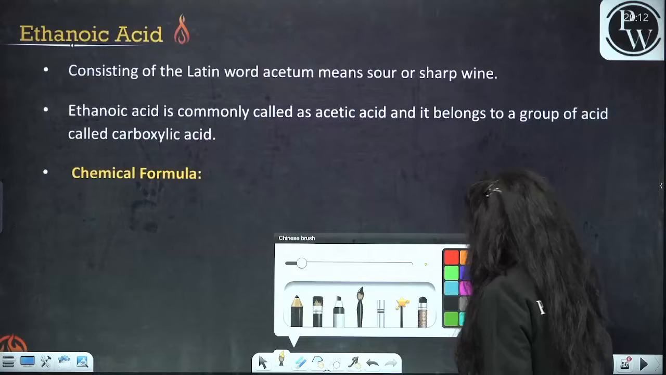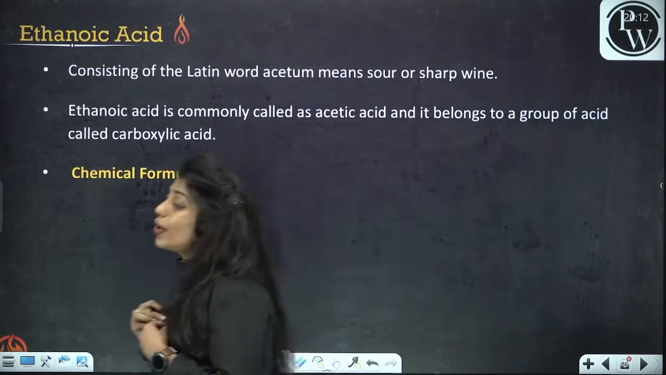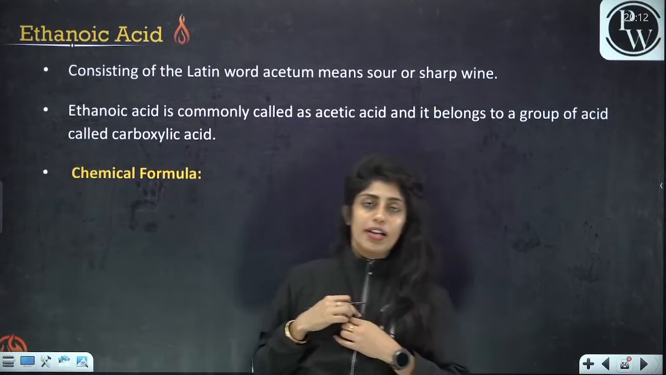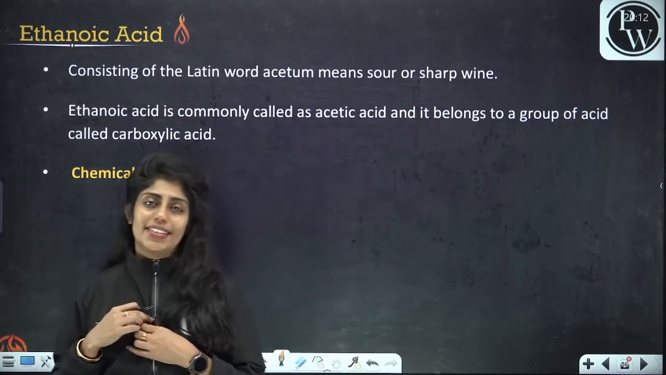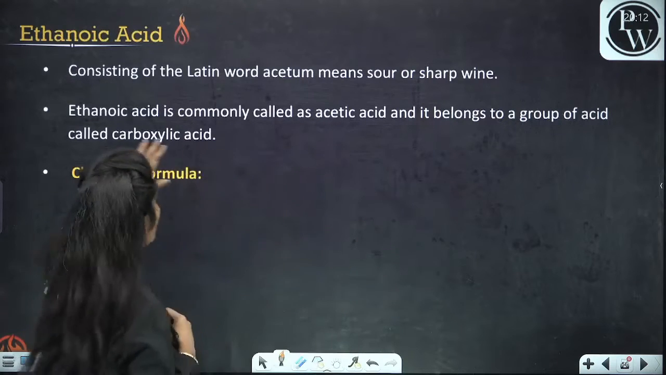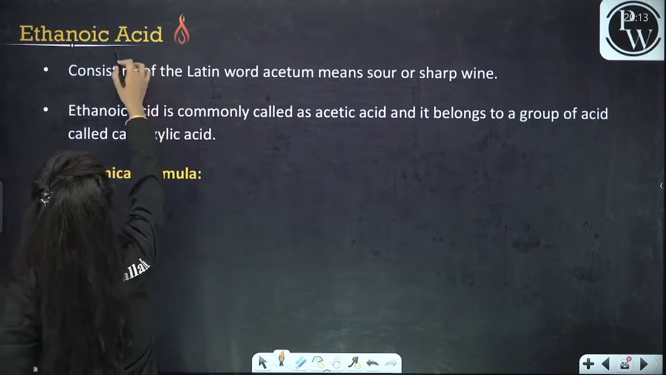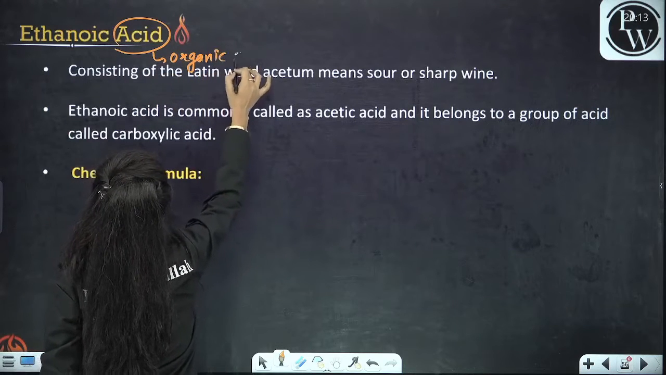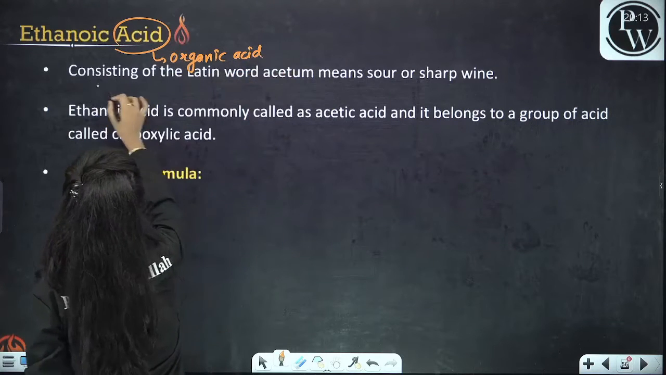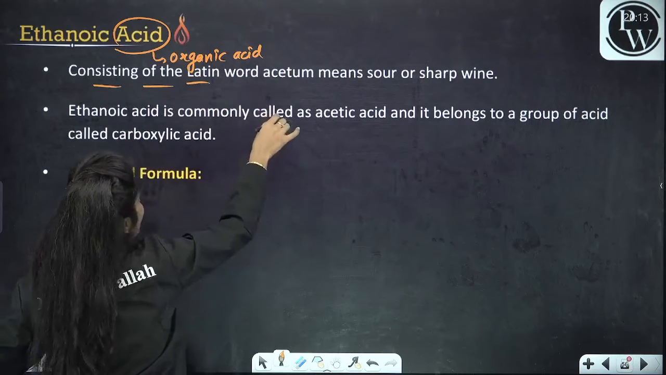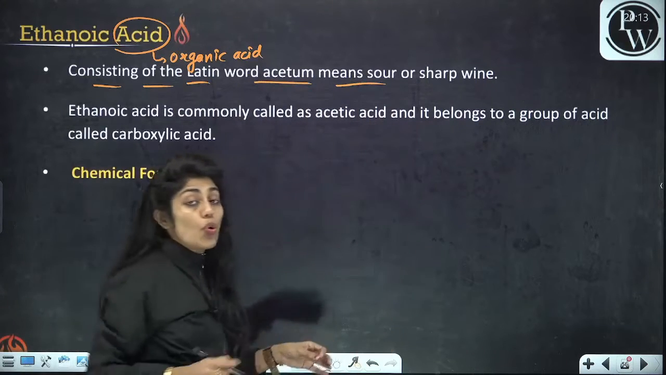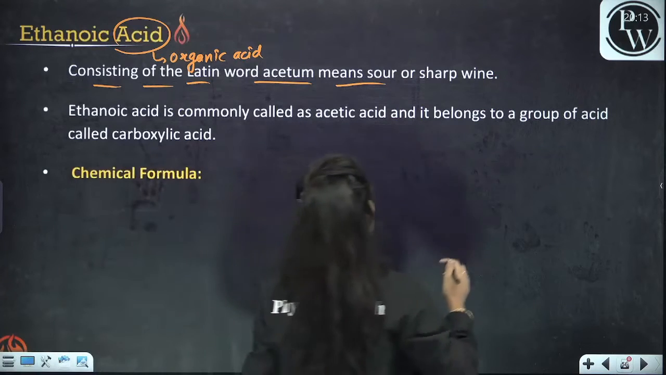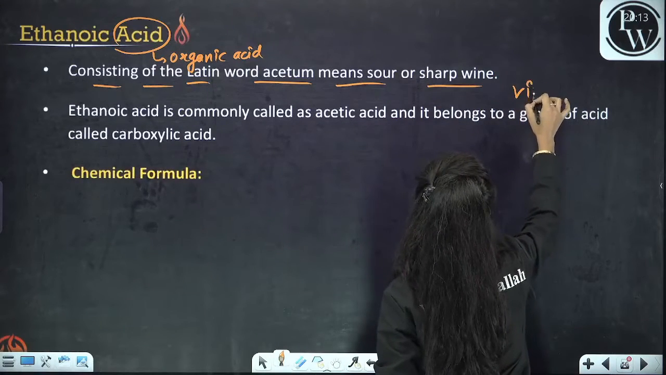Now, ethanoic acid. So, basically, we are going to deal with ethanoic acid. What is it? When we are oxidizing the ethanol, it will form ethanoic acid. As the name suggests, it is one kind of acid, an organic weak acid. It is derived from the Latin word acetum, that means sour. Sour means acid. Sour or the sharp wine. We call it vinegar also.